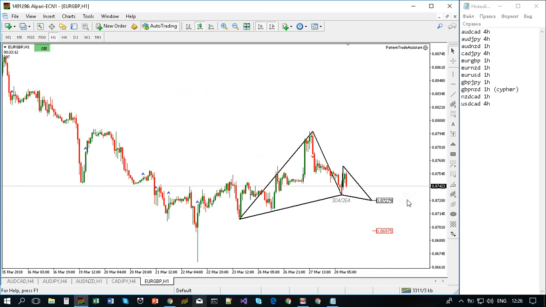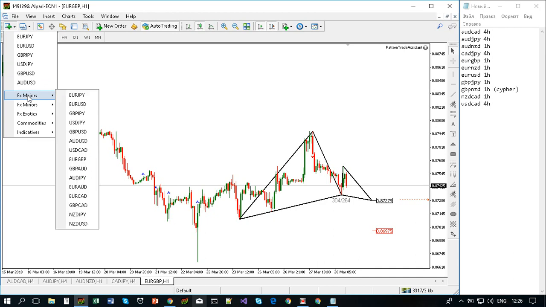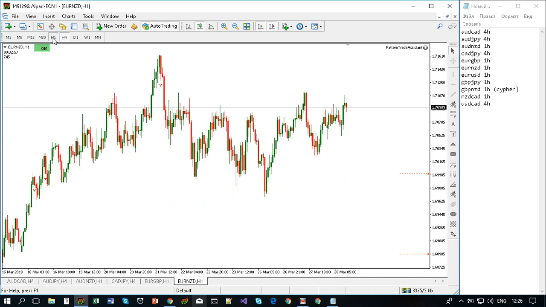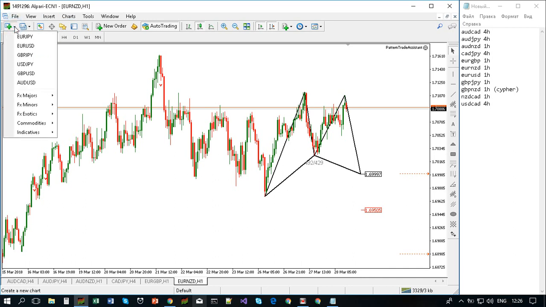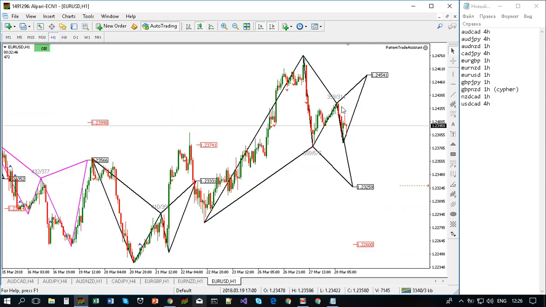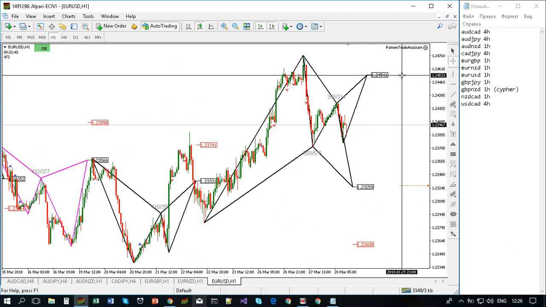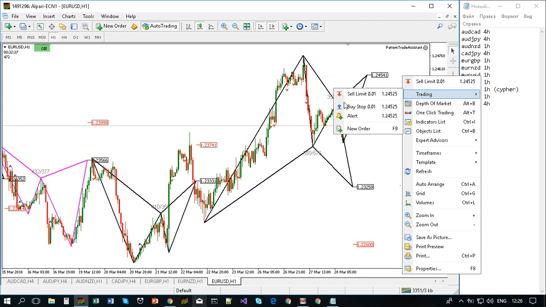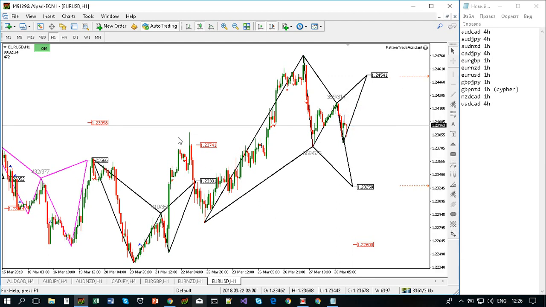I need to set this alert as signal. Euro GBP, Euro New Zealand 1 hour. Okay, here it is. Then Euro dollar 1 hour. One hour as well. Let me set an alert for a bear pattern. Done. Going next. Pound yen 1 hour.